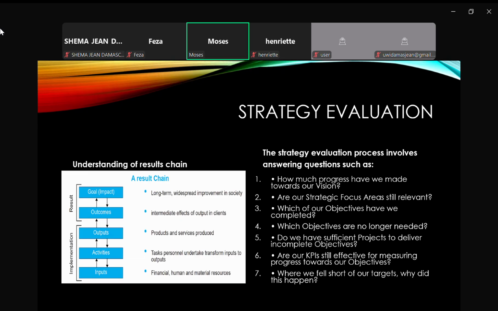And for you to make that assessment, you need to evaluate the inputs that you invested, the activities you performed, the outputs that you produced, and the outcomes, as well as the long-term impact.